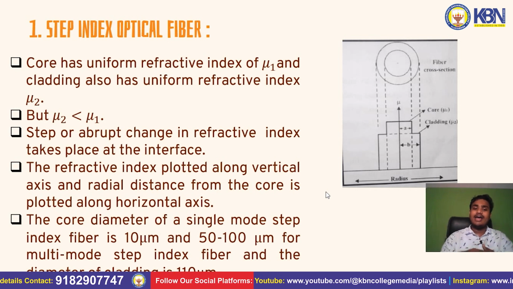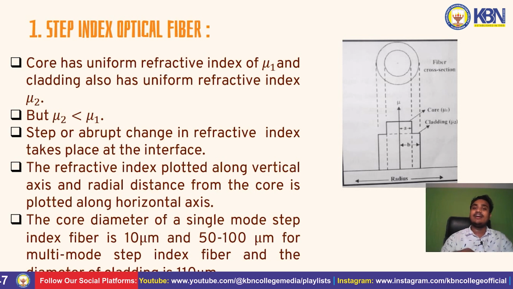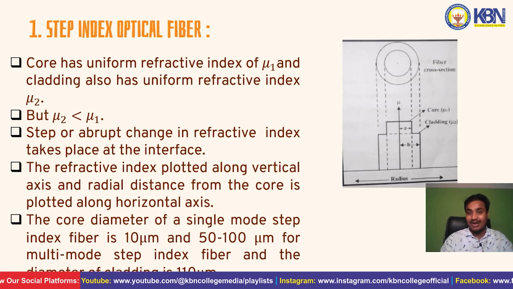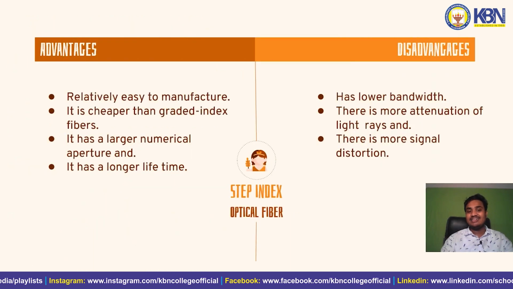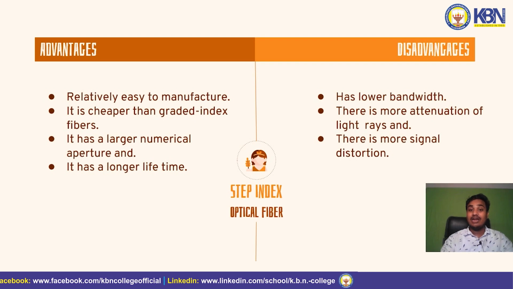The core diameter of a single mode step index fiber is 10 micrometers and 50 to 100 micrometers for multi-mode step index fibers. Here you can have single mode step index fibers and multi-mode step index fibers. Now coming to the advantages and disadvantages, step index optical fibers are relatively easy to manufacture. They are cheaper than the graded index fibers. They have a larger numerical aperture and a longer lifetime than the graded index fibers.